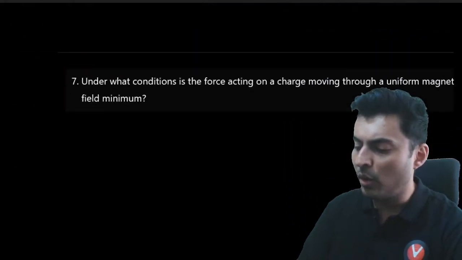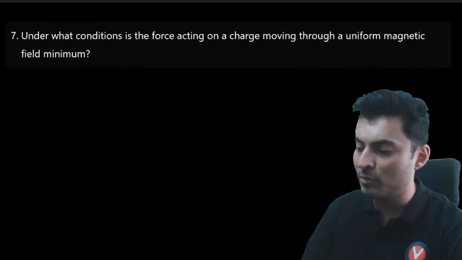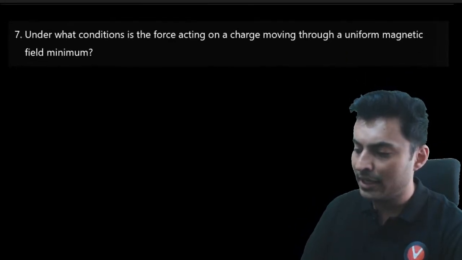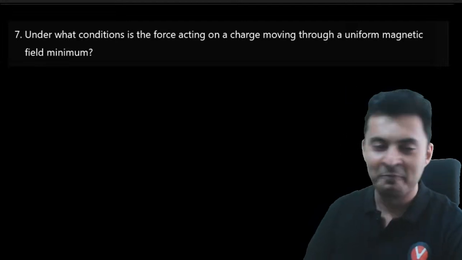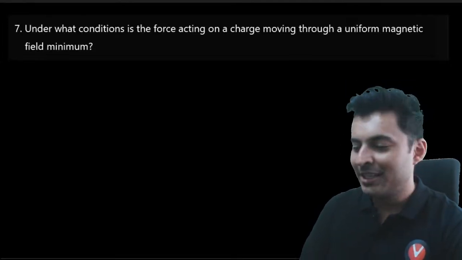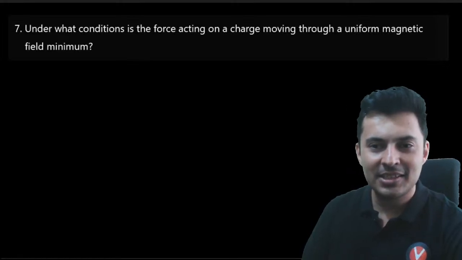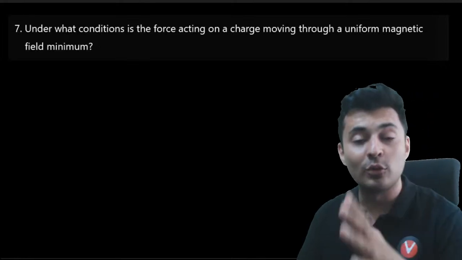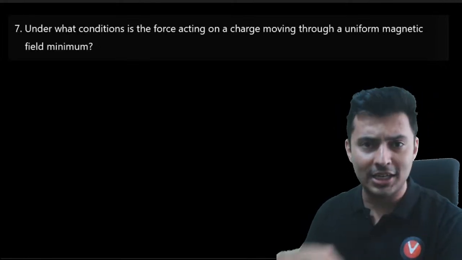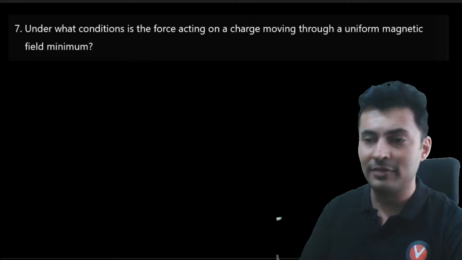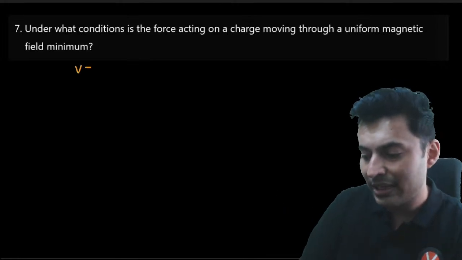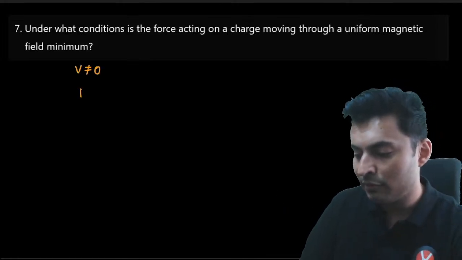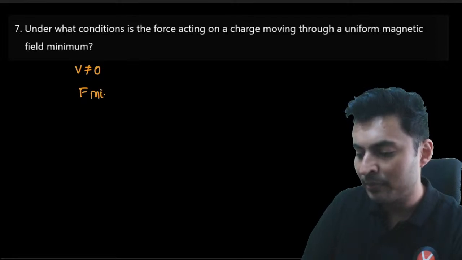Okay. Under what condition is the force acting on a charge moving through a uniform magnetic field minimum? Okay. Come on. Lorentz force condition, this is. Under what condition is the force acting on a moving charge through a magnetic field minimum? Charge is moving, so velocity is not zero, but the force is minimum.